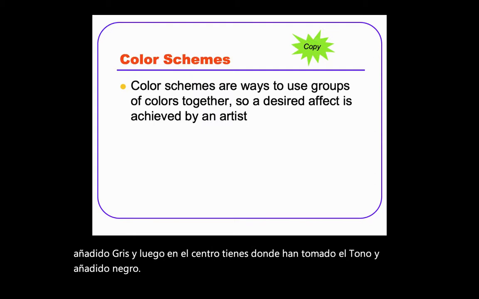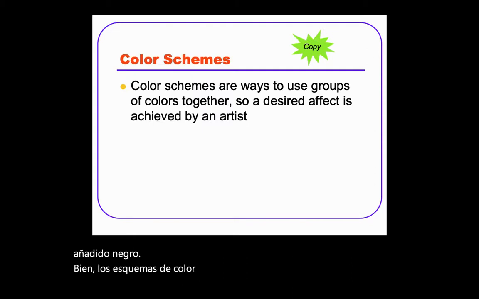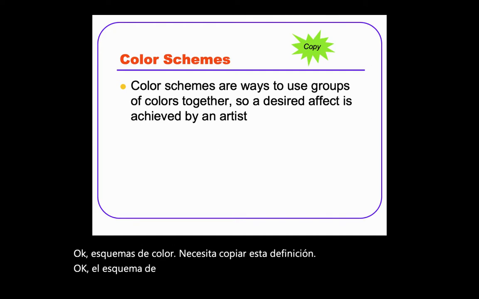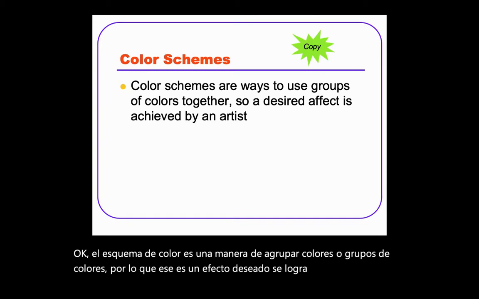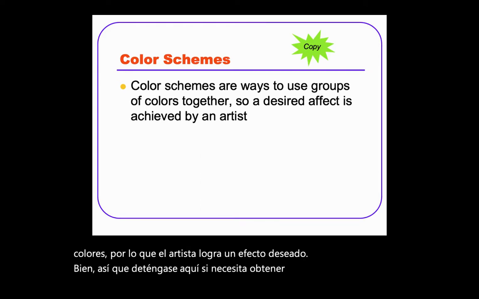Okay, color schemes. You do need to copy down this definition. Okay, a color scheme is a way to group colors or groups of colors together so that a desired effect is achieved by the artist. Okay, so pause here if you need to get that copied down, but basically color schemes are specific groups of colors.